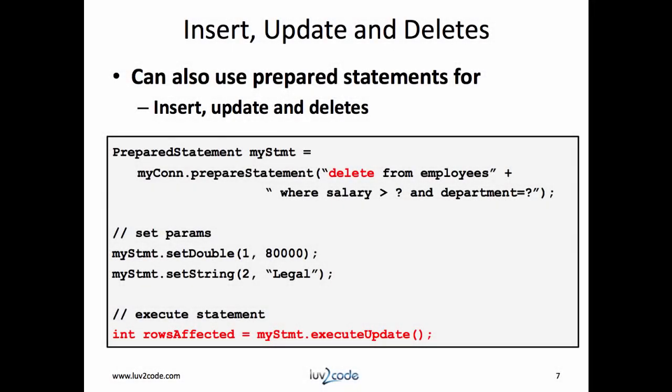We can also use prepared statements to insert, update, and delete. So in this example, I'm going to perform a delete where a given salary and department is given. I'll set the salary to 80,000. I'll set the department to legal. And then I'll run a method called execute update. This method will perform the SQL operation, and it'll also return the number of rows affected. So in this scenario, it'll be the number of rows that were deleted.